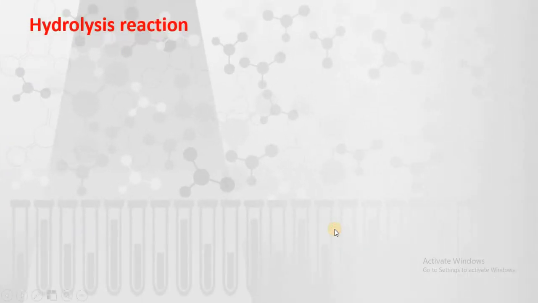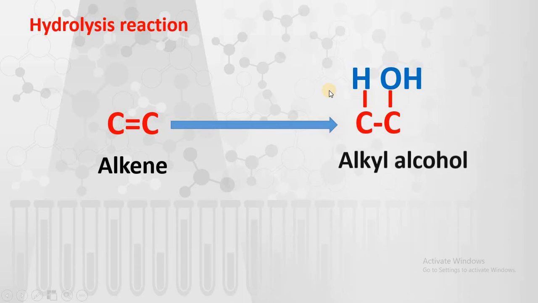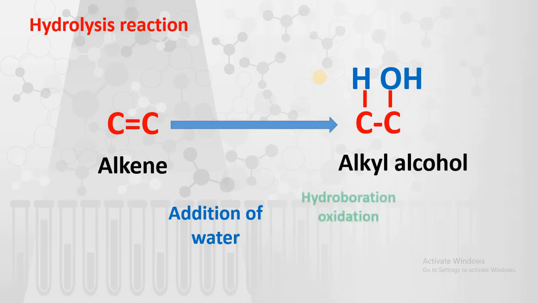Now, what is that first hydration reaction? As you see here, this is the carbon-carbon double bond. Across this carbon-carbon double bond, there is the addition of H2O. One carbon contains the hydrogen atom and the other contains the hydroxide group, that is OH group. How is this alkene converted to alkyl alcohol? So this is the question mark. There is an addition of water, and the other one is the hydroboration oxidation reaction.